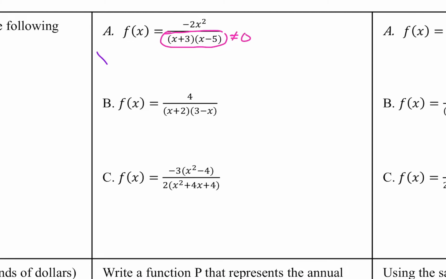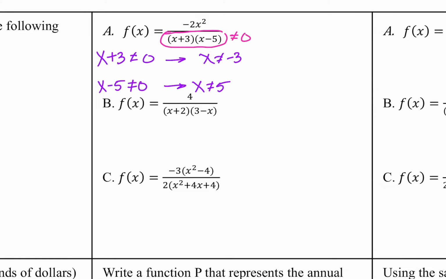So we're going to set each of these equations. X plus 3 cannot equal 0, and x minus 5 cannot equal 0. So in this first one, I'm going to subtract 3, so I get x cannot equal negative 3. And the second one, I'm going to add 5, so x cannot equal 5.